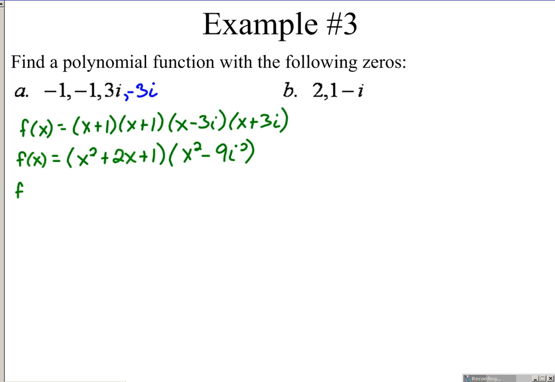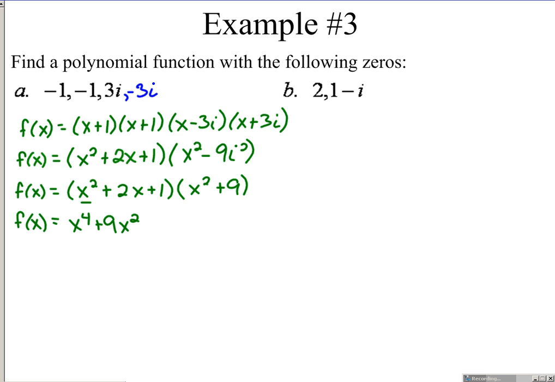Simplify that. x squared plus 2x plus 1. Negative 9i squared, remember, becomes x squared plus 9. Finally, finish multiplying these last two factors together. I need to take x squared here, distribute it through to x squared and 9. We get x to the 4th plus 9x squared. Take 2x, distribute it through to x squared and 9. We get 2x cubed plus 18x. And take 1, distribute it through, we have x squared plus 9.